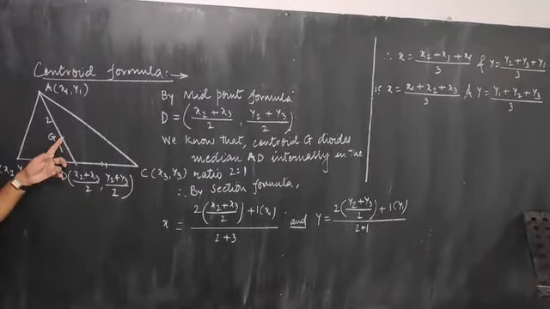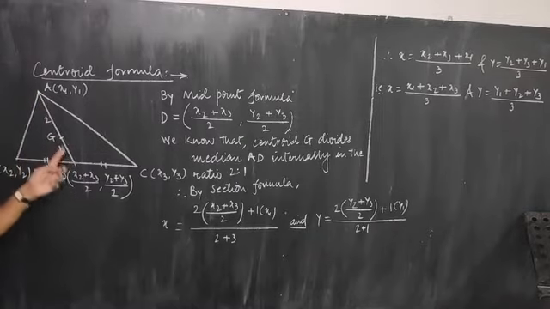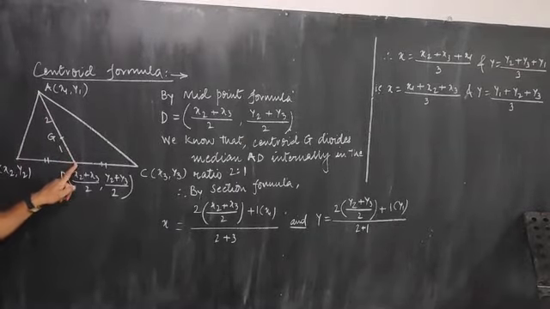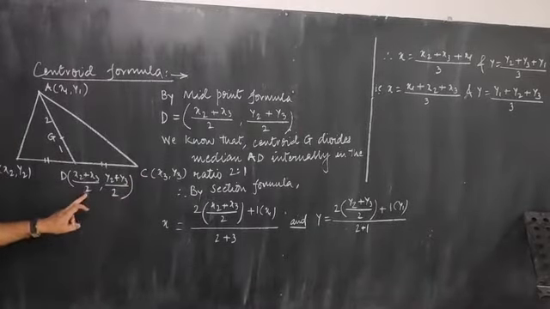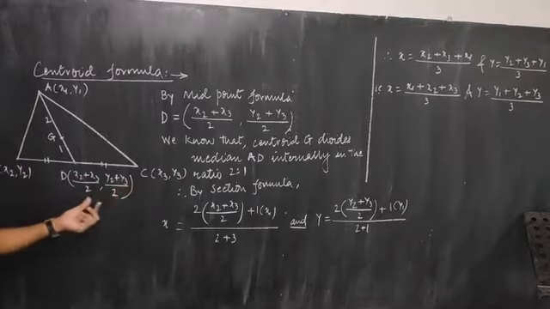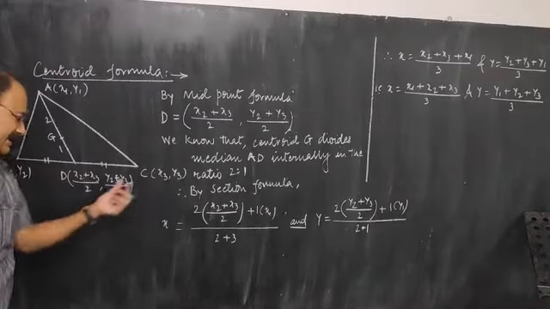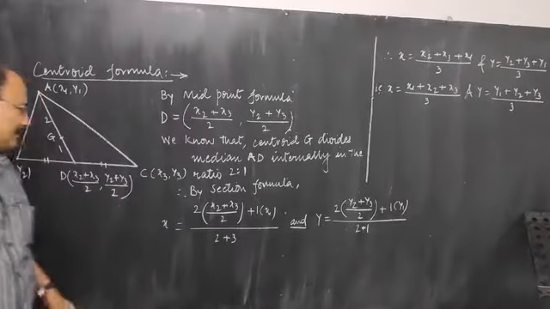If I say that this is the centroid, we know that centroid means the point of concurrence of the medians. So this is the median, and this is the midpoint. And if this is the midpoint, we can apply the midpoint formula and get the coordinates of that point D. According to the midpoint formula, the coordinates of point D will be x2 plus x3 by 2, y2 plus y3 by 2. That means sum of the x coordinates divided by 2, similarly, sum of the y coordinates divided by 2. So this is point D, which we have written directly by the midpoint formula.